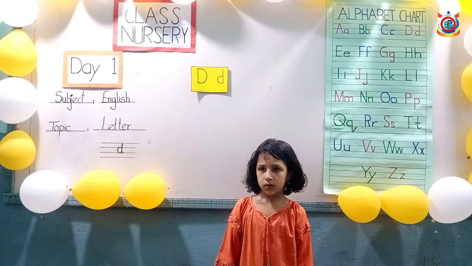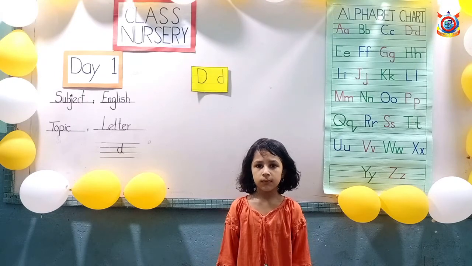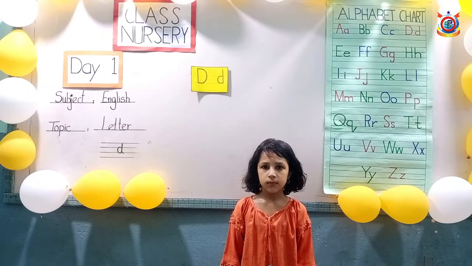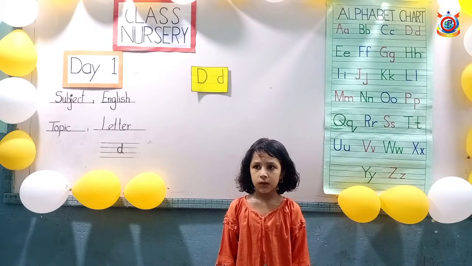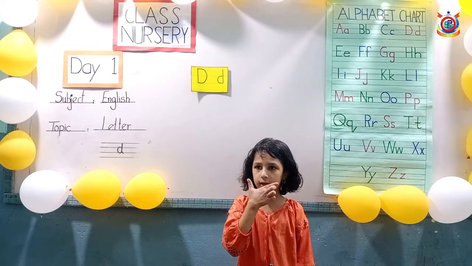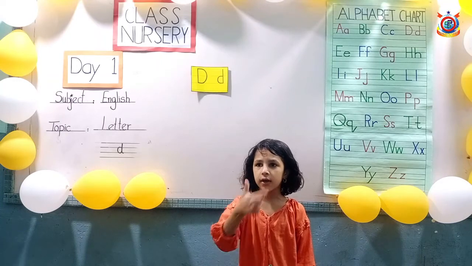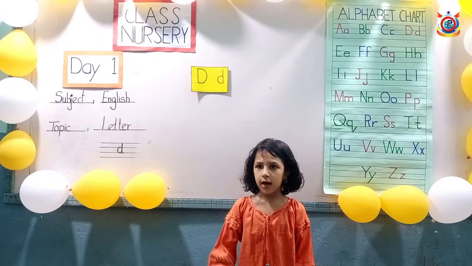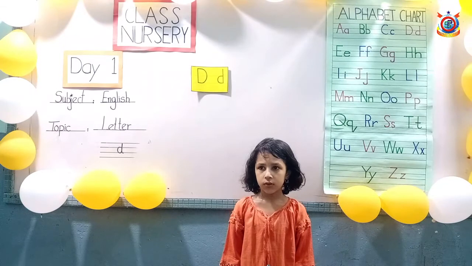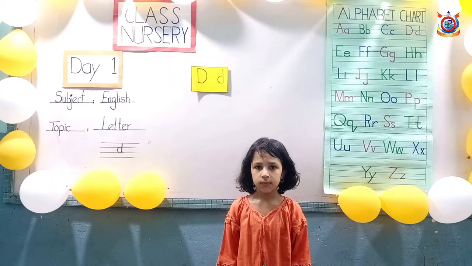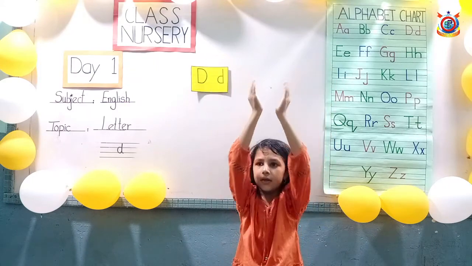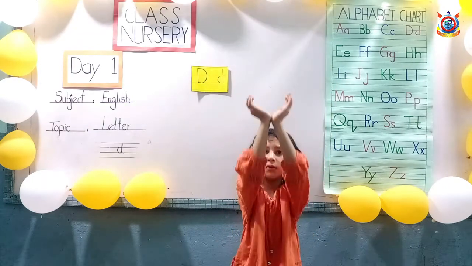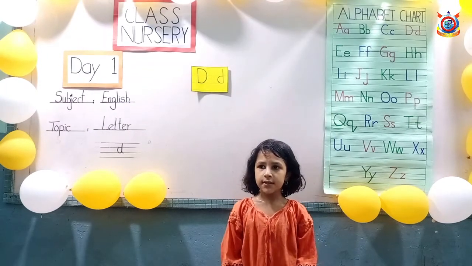Okay, students, now we will revise the actions from A to D. Okay, let's start. Name A sound A. Okay, now B. Name B sound B.